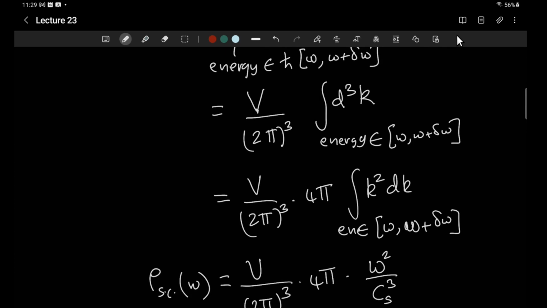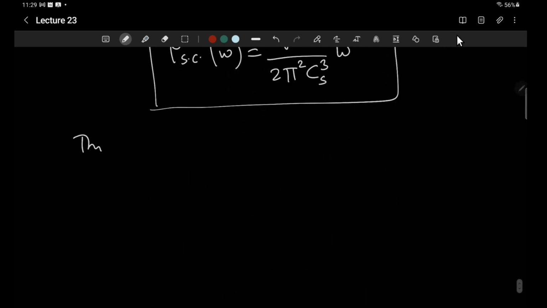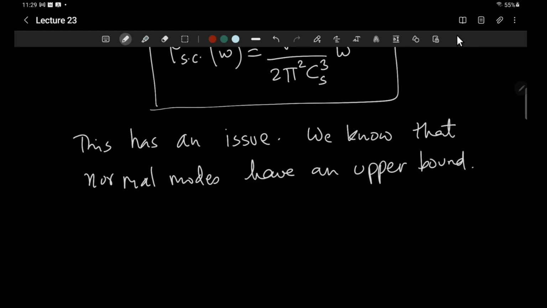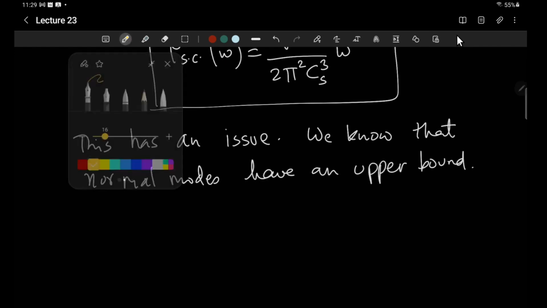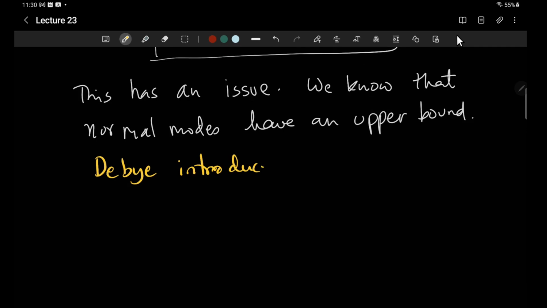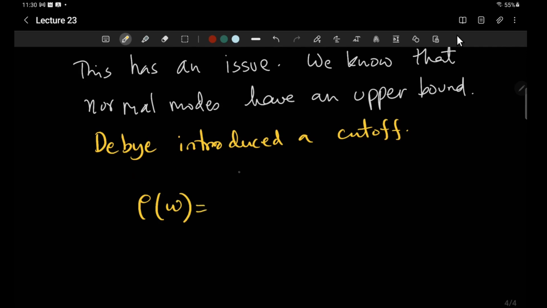Okay, but this has a problem. If you have free particles, all values of momenta are allowed, or all values of frequency. But we know that normal modes have an upper bound, because there is only a finite number of them. Of course, this goes to infinity. So Debye introduced a cutoff. And so I'll write that rho of omega will be equal to whatever we wrote here.